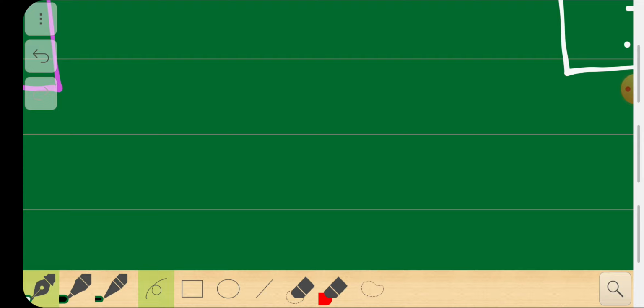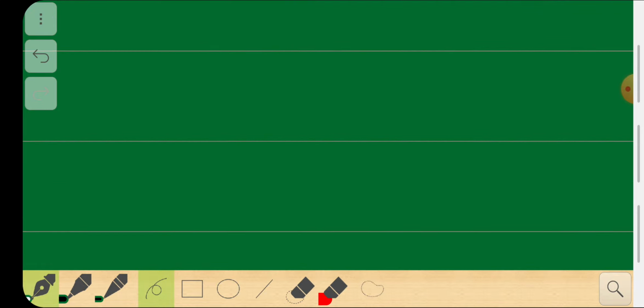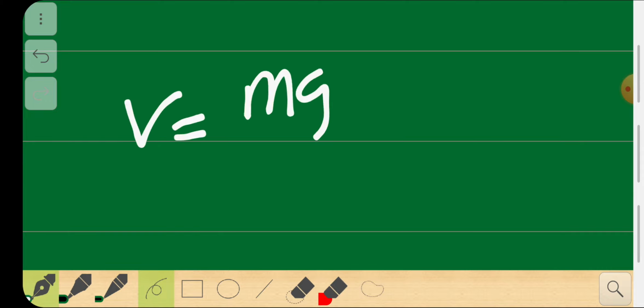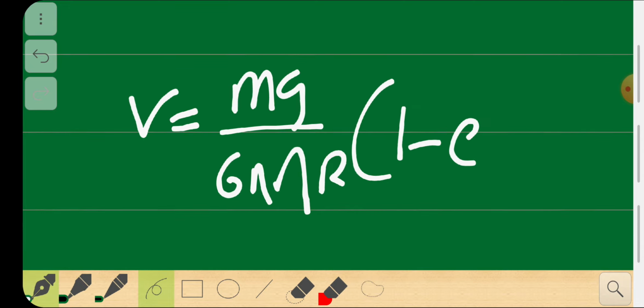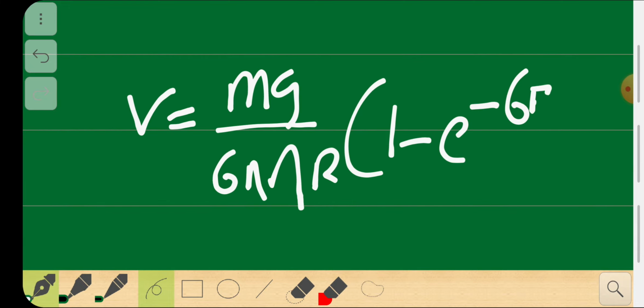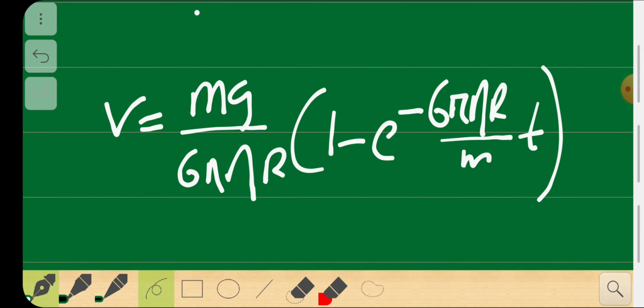Now let's write down the equation of v terminal and find out something much more interesting. So v must be equal to mg by 6 pi eta r times 1 minus e raised to minus 6 pi eta r by m, that was the constant, times t. That's the equation.